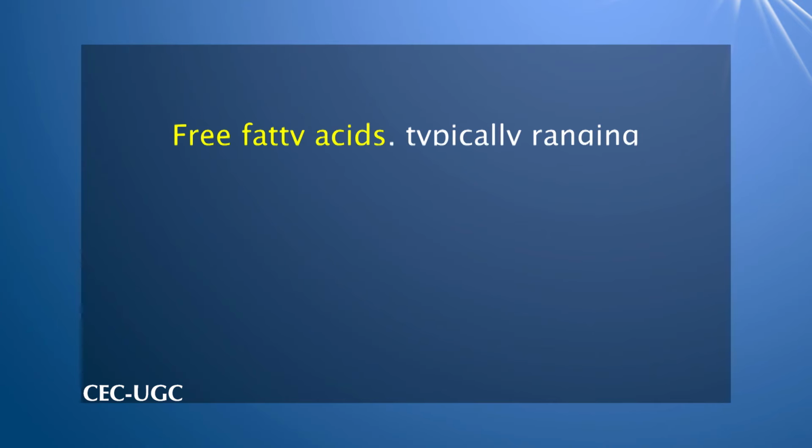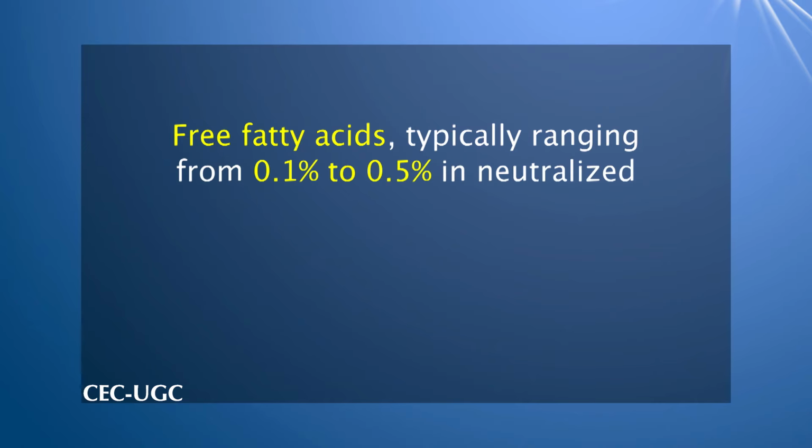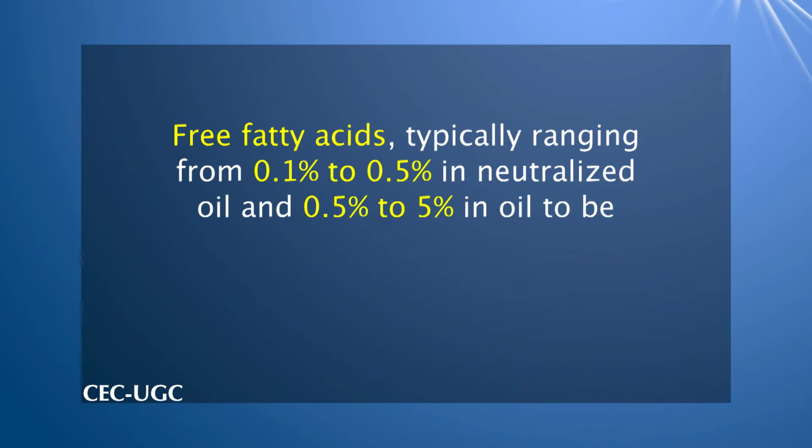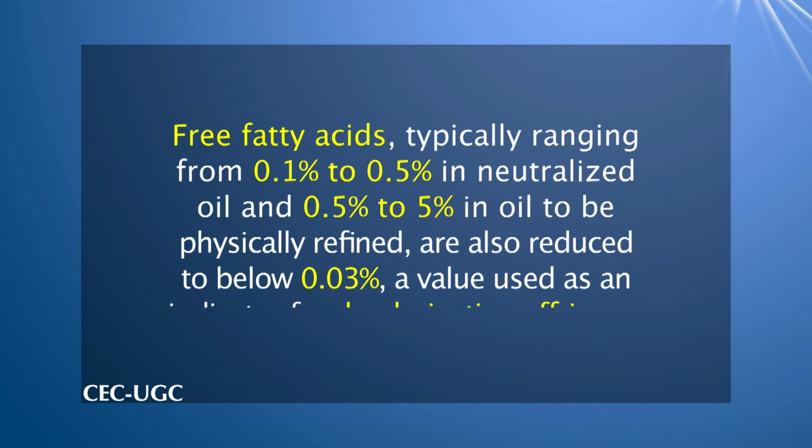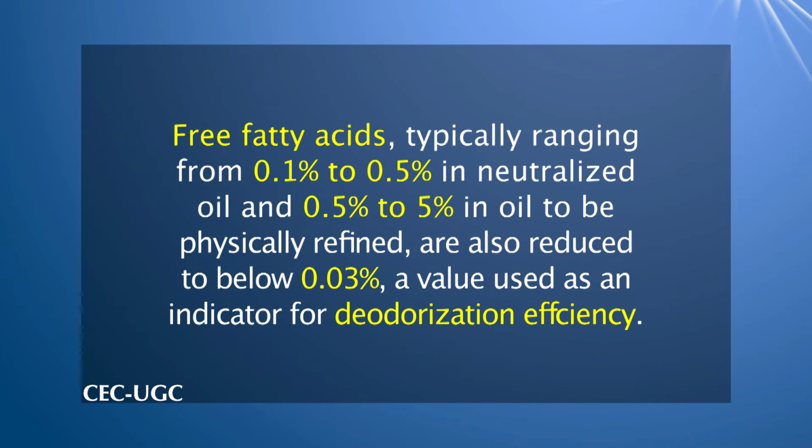The free fatty acids, typically ranging from 0.1% to 0.5% in neutralized oil and 0.5% to 5% in oil to be physically refined, are also reduced to below 0.03%, a value used as an indicator for deodorization efficiency. During the deodorization process, many desirable reactions take place, but some undesirable reactions such as lipid hydrolysis, polymerization and isomerization also occur. Therefore, the deodorization temperature is carefully controlled to achieve optimum quality of the finished soybean oil product.